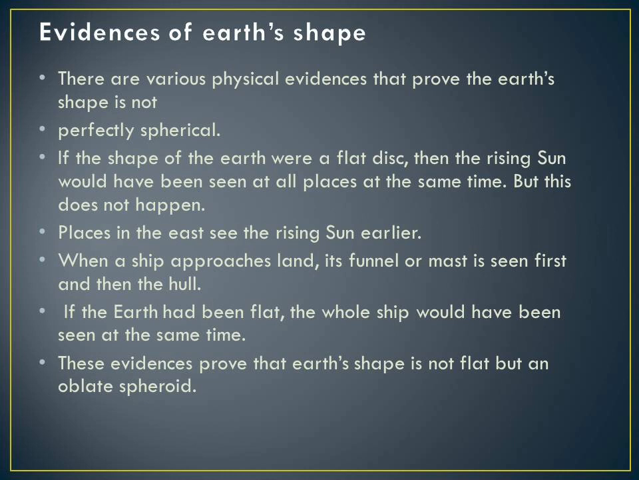The other evidence which proves the shape of the earth is not perfectly round, rather it is an oblate sphere, is that if the earth had been flat, the whole shape would have been seen at the same time. So the evidences prove that.